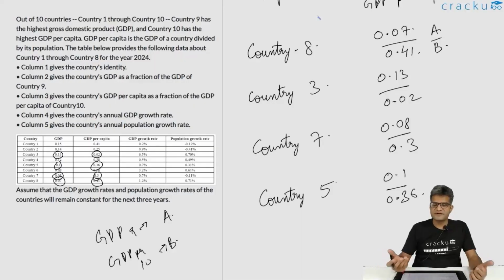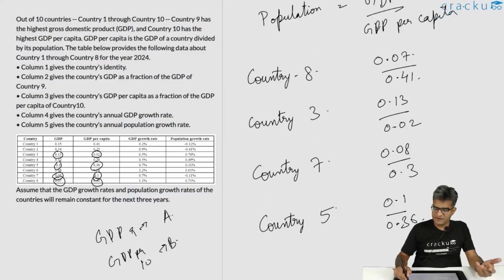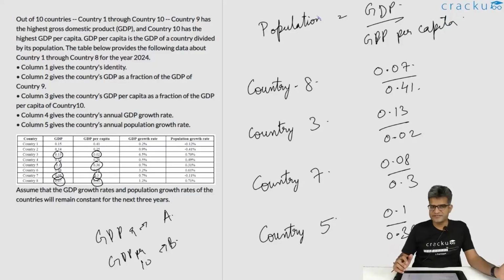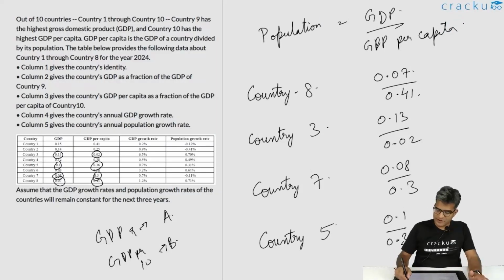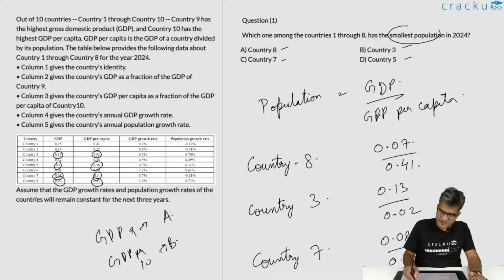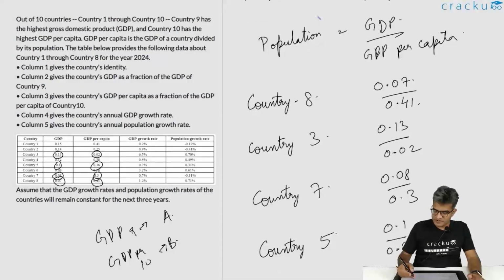So when you're just comparing which one is higher or which one is lower, it doesn't really matter. That is the reason we haven't really looked at the GDP of country 9 or the GDP per capita of country 10, because that will be the same for all of the options. So we can just ignore it. Now, what are we required to calculate? Here we are required to calculate which of them has the smallest population. So amongst these four, which is the smallest?